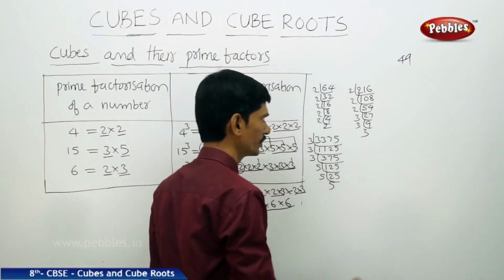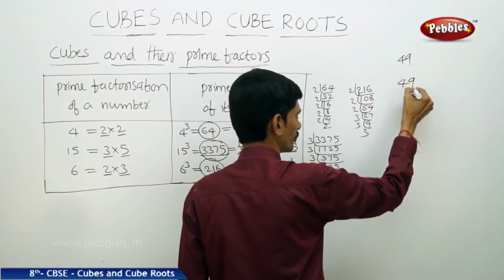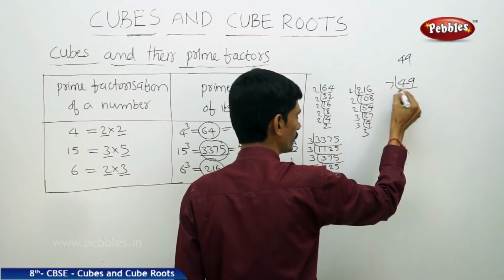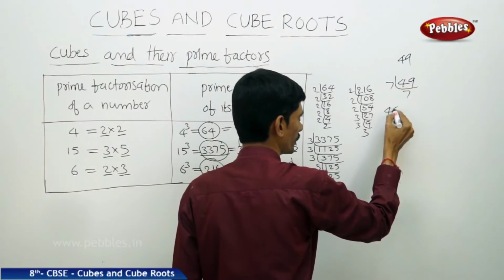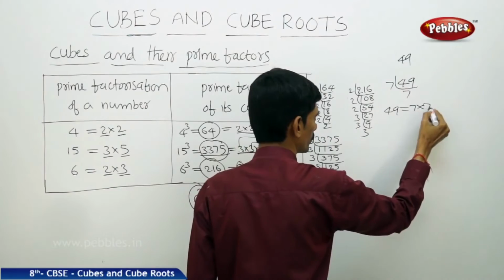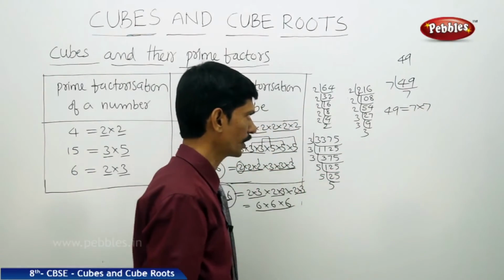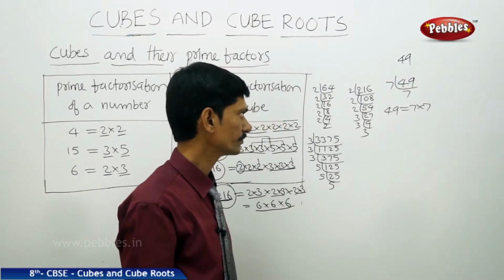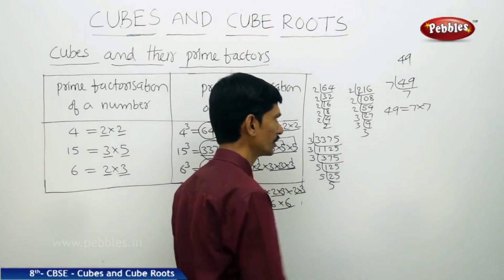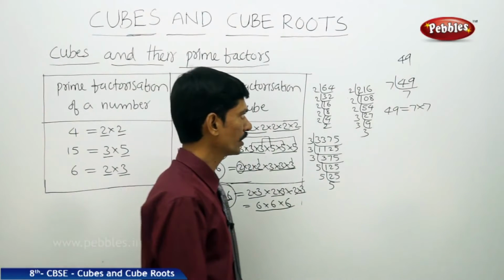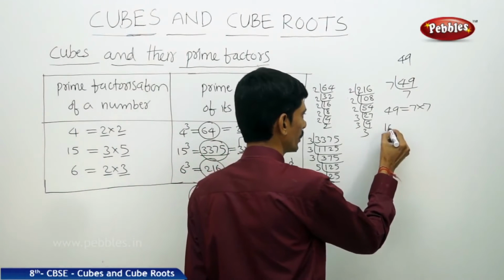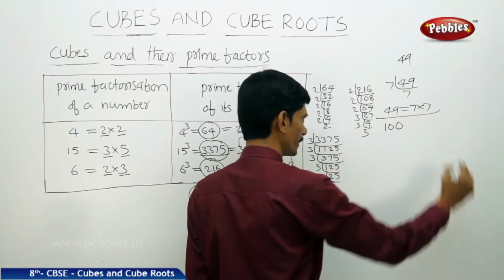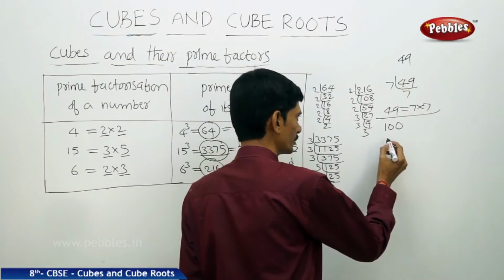Now first we will factorize 49. When you factorize 49, we get 7 7s are 49. So 49 can be written as 7 into 7. So it is written as the product of only two equal factors. So it is not a perfect cube, but we can say that it is a perfect square. Now let us see another number, 100. Is it a perfect cube? Now let us see the factorization of 100.